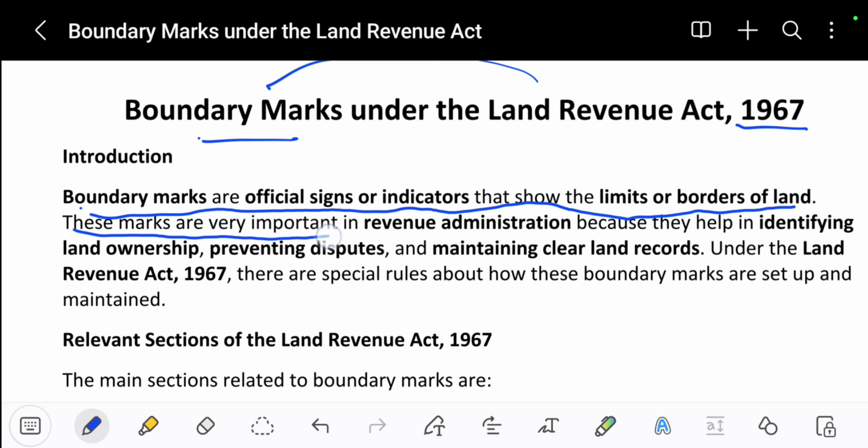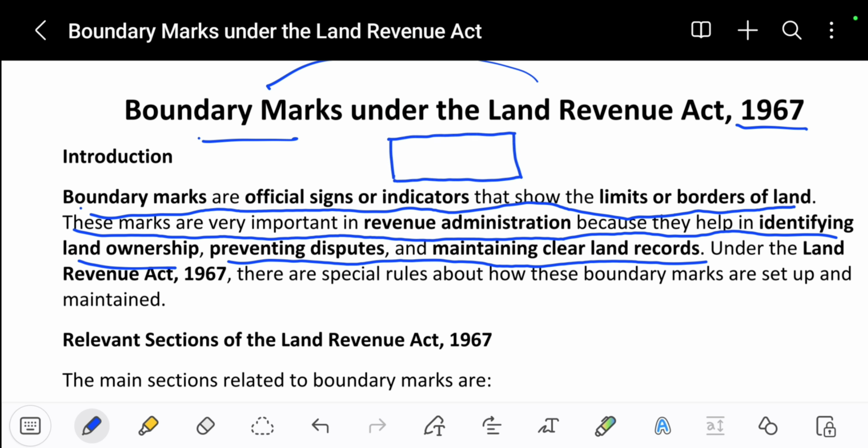These marks are very important in revenue administration because they help in identifying land ownership, preventing disputes, and maintaining clear land records. So basically, if there's a big land over here and it is divided with a boundary mark, this land belongs to Ahmed, whereas this land belongs to Ali.